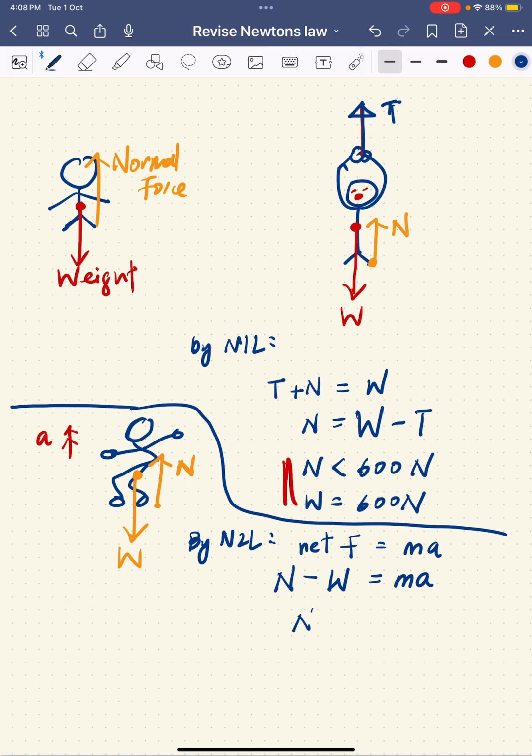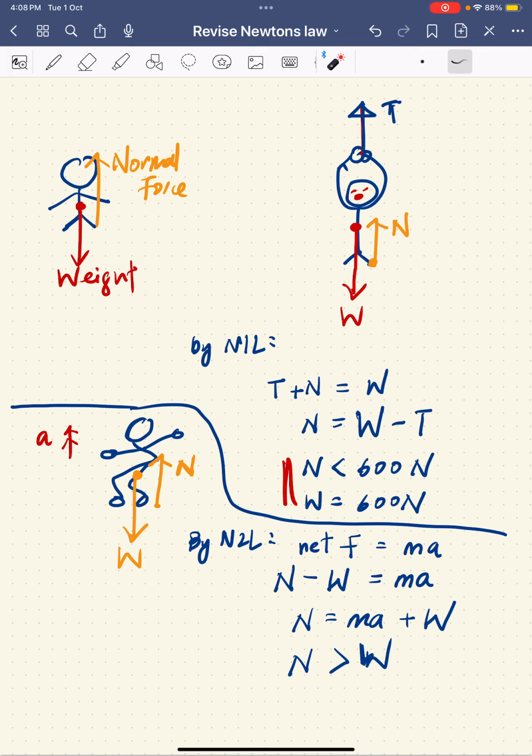So in this case, if you make N the subject, you will see that N is going to be a value that is bigger than W, such that there is this unbalanced part of the upwards normal force, bigger than W, and the remaining part of it can give the upwards acceleration, and you are able to jump off the ground.